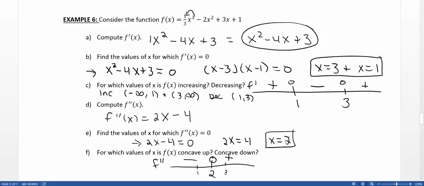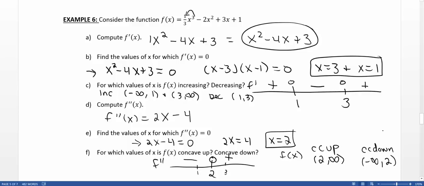So that means that to the left of 2, our second derivative is negative. If your second derivative is negative, that tells you the original function is concave down. To the right of 2, our second derivative is positive. If your second derivative is positive, that tells you the original function is concave up. So f of x is concave up when we're positive, from 2 to infinity, and concave down whenever the second derivative is negative, which is negative infinity until 2.